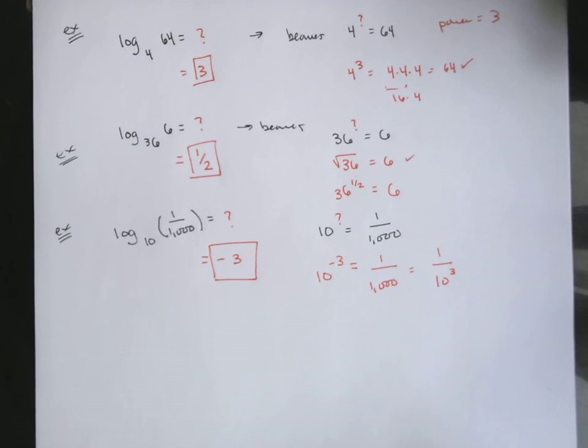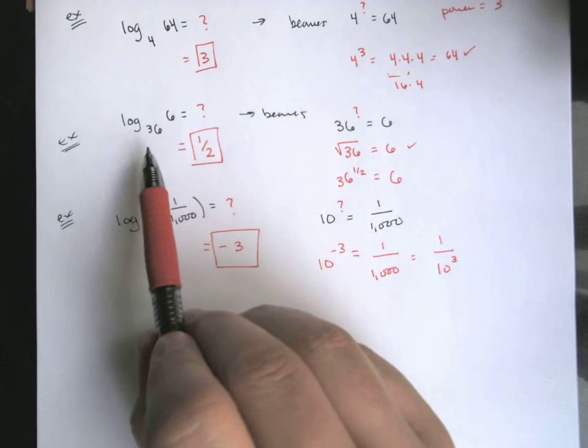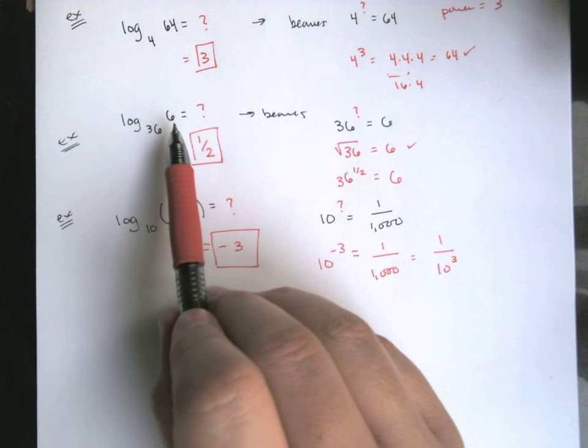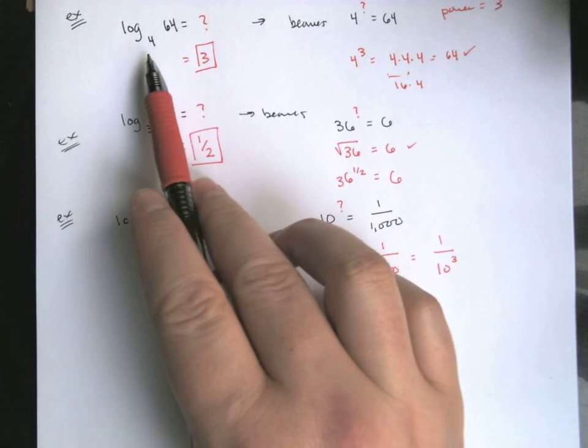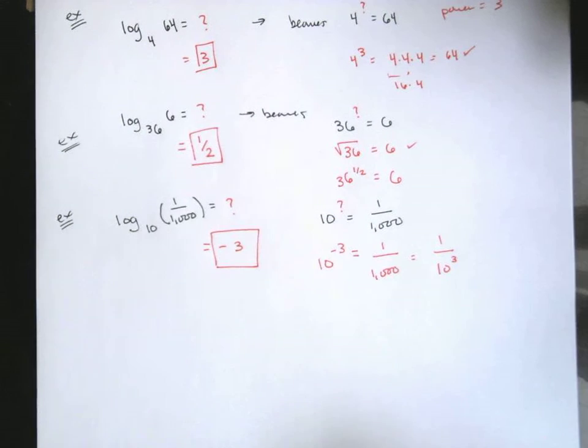Small fraction type values, right? Probably negative exponents to get there. Going from a bigger base to a smaller number, maybe some sort of root. Obviously going from a small base to a bigger number is going to be some sort of positive exponent.